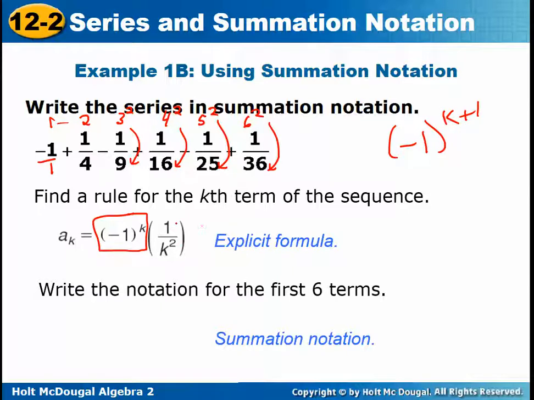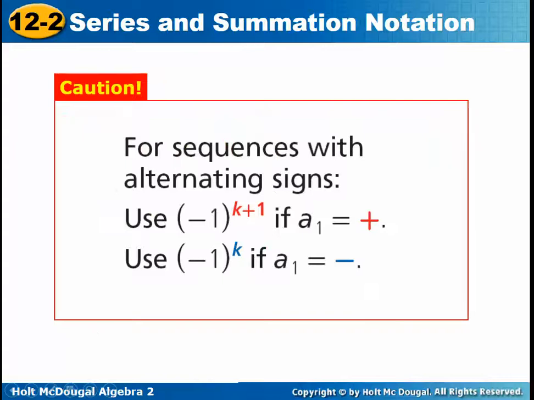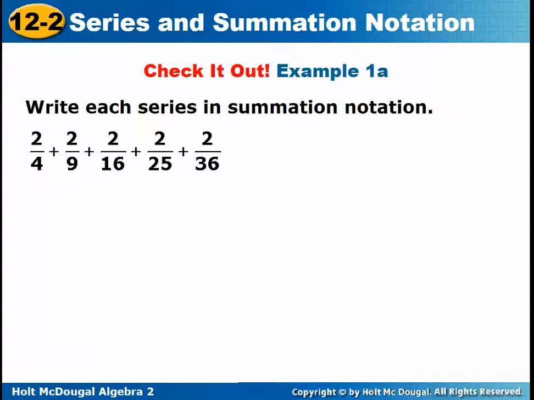Okay, so other than that, it's just 1 over k squared. So for our sigma, we're going to start with k equals 1, and we're going to go up to 6 because we want to go to 6 terms. So that will match that. And then you put your rule in and you're done. And here it is. If you're starting with a positive, you'll use this. If you're starting with a negative, use this. So jot that down on your paper. If you see alternating signs, plus, minus, or minus, plus, then you will use one of these two parts in front of your rule. It's not the whole rule. It's just the part that changes your sign from negative to positive for each term.